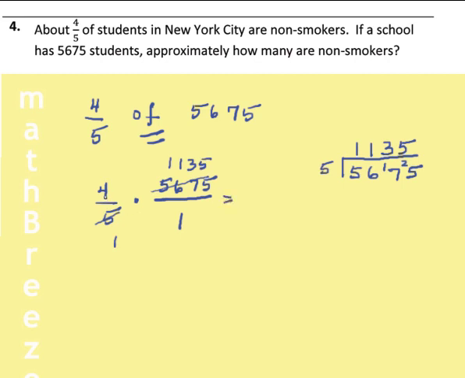And now we're just going to multiply 4 times 1,135. So let's just multiply by 4. We'll do that on the side. Here we have 20. 12 and 2 is 14. 4 plus 1. And here we have 4. So our result is 4,540 non-smokers.